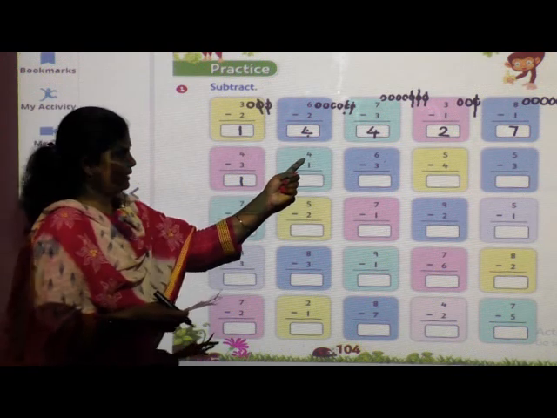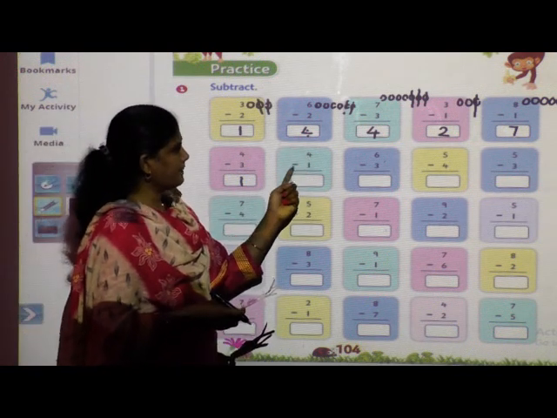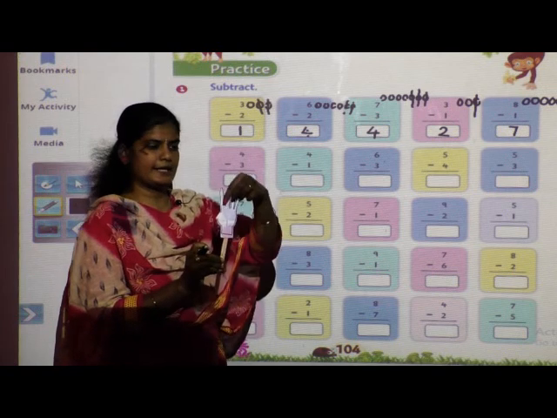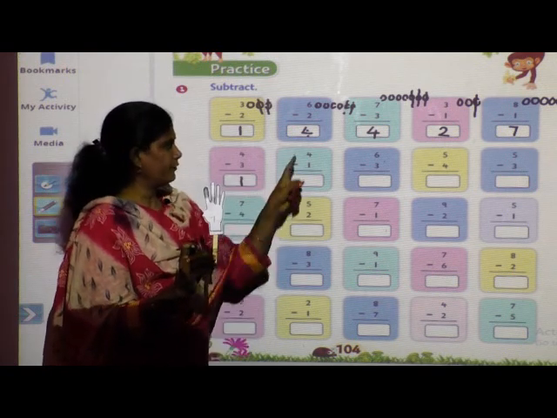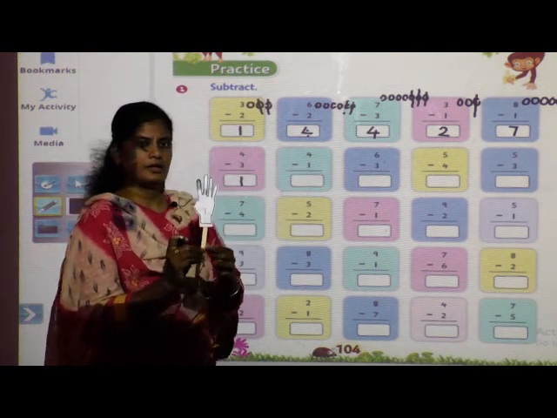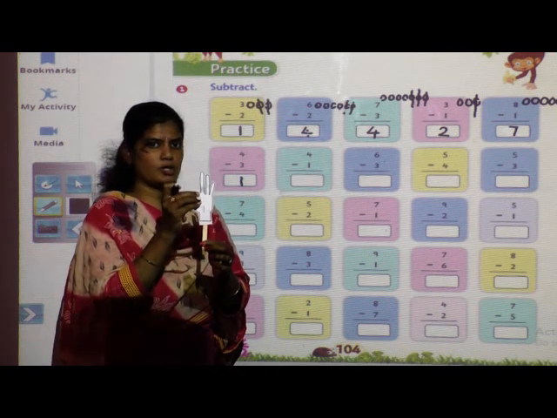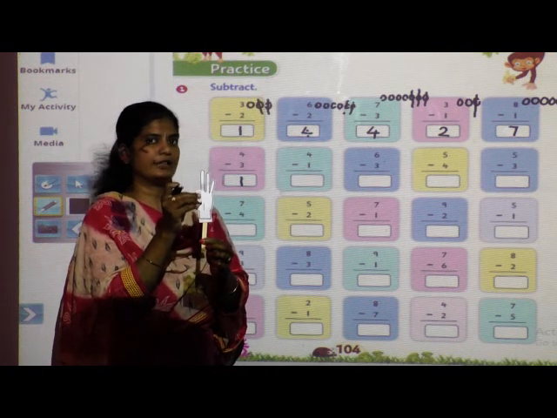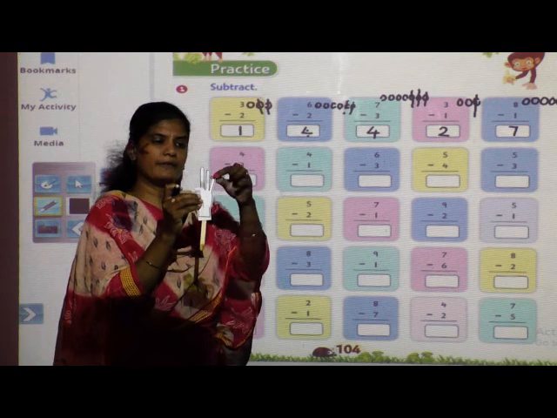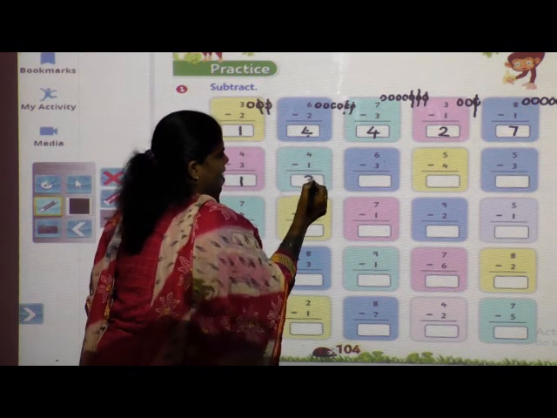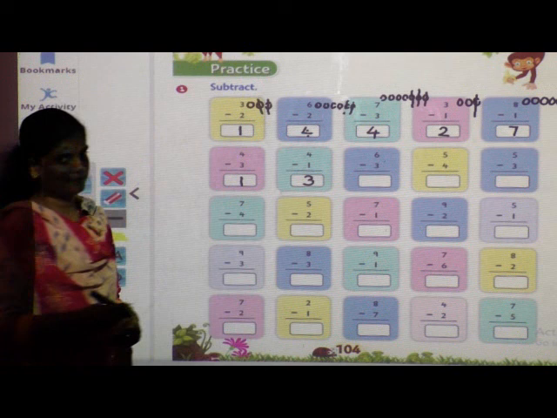Now once again see here. 4 minus 1. Open your 4 fingers. Yes, like this. Open your 4 fingers. 4 minus 1 means 1 finger will close. 1 is the number, so only 1 finger we will close. So how many will remain? 1 2 3. So here we will write 3. Got it?